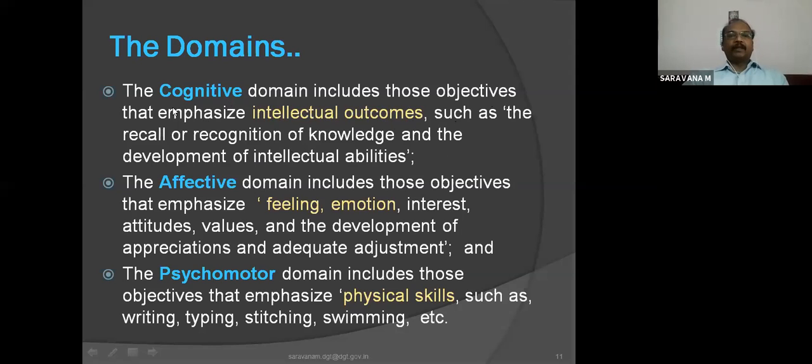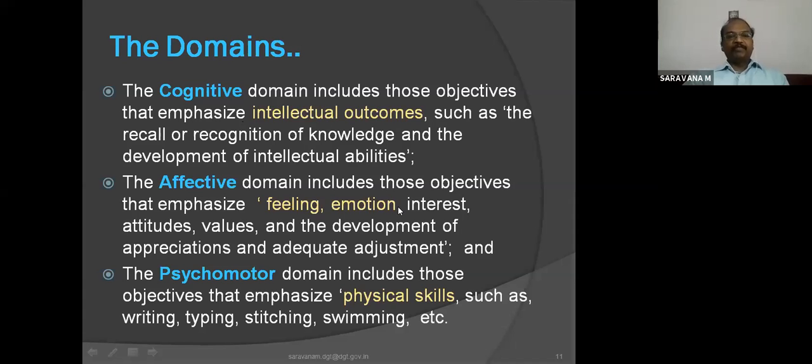So whatever we have gained the knowledge and we remember and we recall, that is related to cognitive domain. In cognitive domain there is the intellectual aspect, and how much knowledge we gained and have to recall, all this is within the cognitive domain, knowledge.